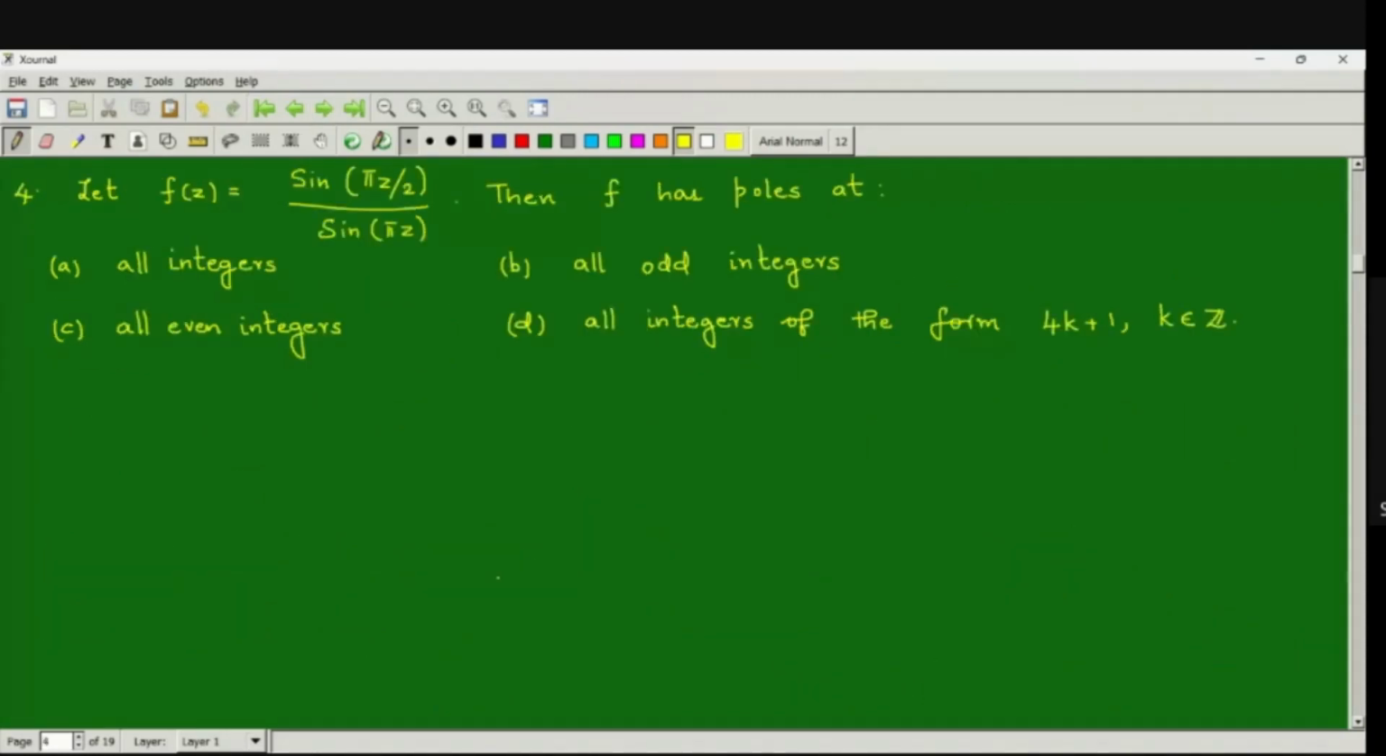Okay, so this is a tricky question, but very simple. What is given? f(z) is sine(pi z by 2) divided by sine(pi z). Then f has a pole at. Think a little bit, then answer. B and D. Okay. So shall I explain or anyone needs time to think?